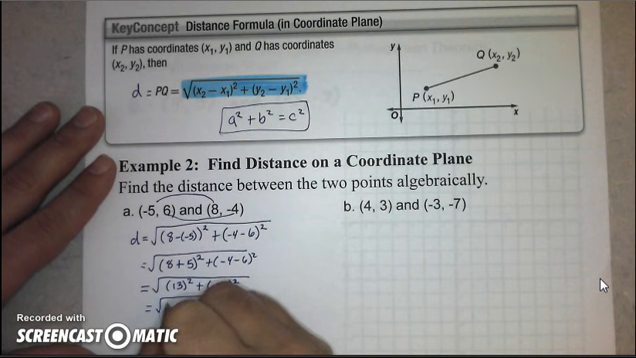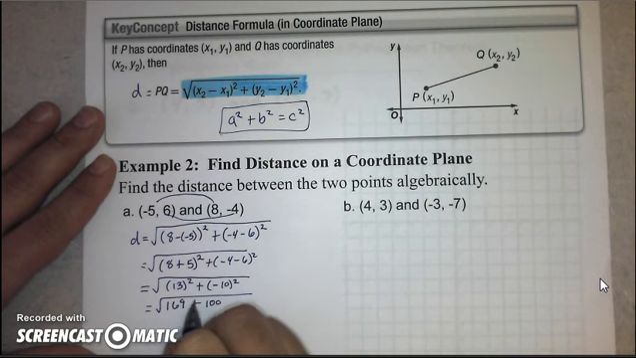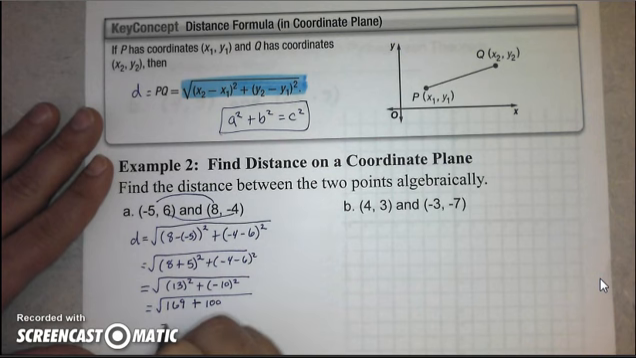Alright. 13 squared is 169. And negative 10 squared is positive 100. At this point, you will always get a plus sign there. There'll never be a negative number. When you square a negative, you get a positive. So we get the square root of 269.